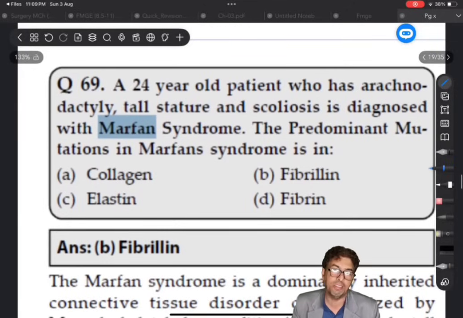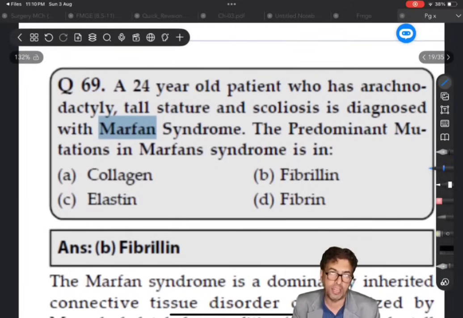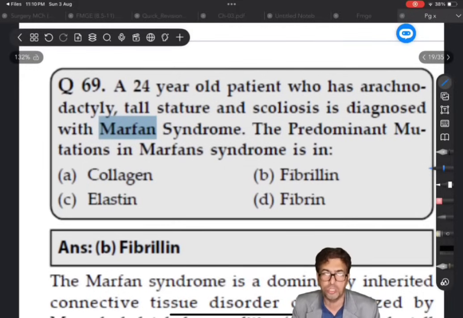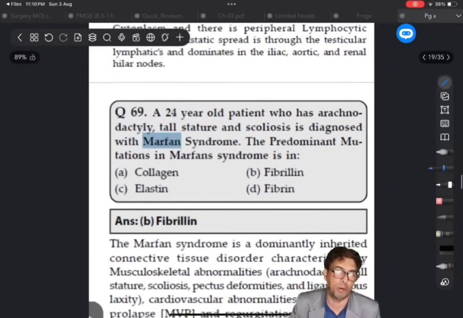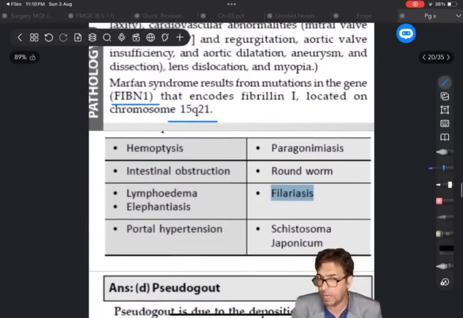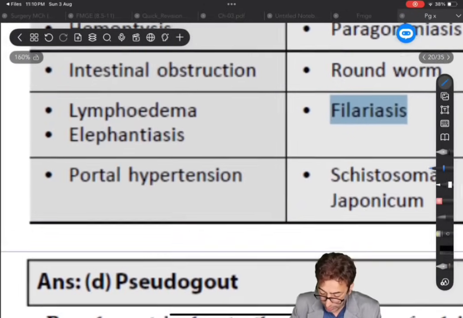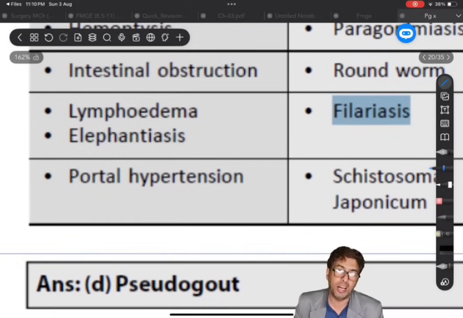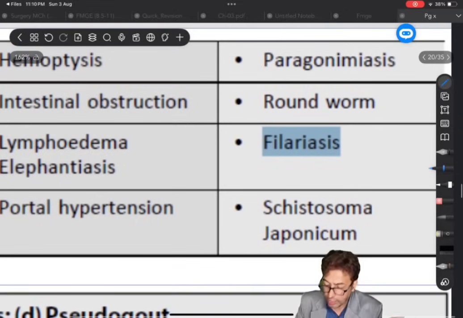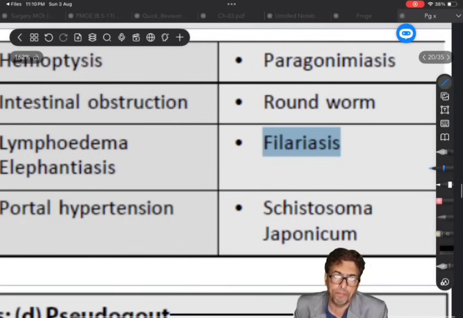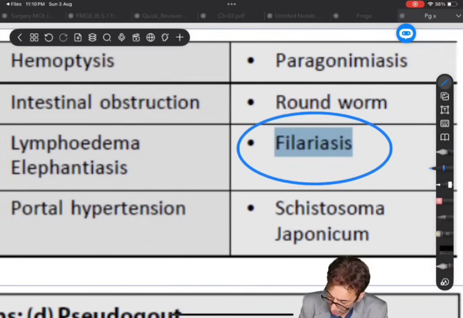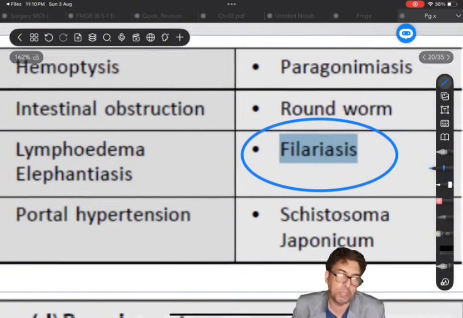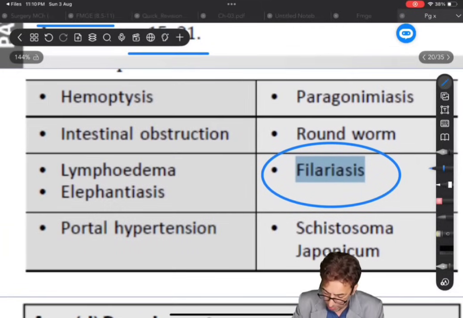I have given the clinical scenario: high arched palate, scoliosis, maybe myxomatous degeneration, mitral valve prolapse, lens dislocation. I will not go into those details, just concerned about the gene and Marfan's. I have been emphasizing that. And then there was a slide given about a patient with a swollen leg, and a slide in microbiology about which is the organism. So if you have got elephantiasis, I think nothing should come to your mind other than filariasis in the first place.